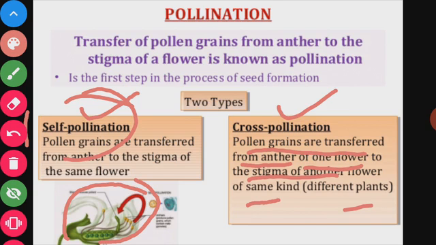Self pollination: only one flower, and transfer of pollen grain from anther to stigma in only that flower, that is known as self pollination. In cross pollination, there is the transfer of pollen grains from anther to the stigma, either between two different flowers of the same plant or between different plants. Okay, that is known as cross pollination.